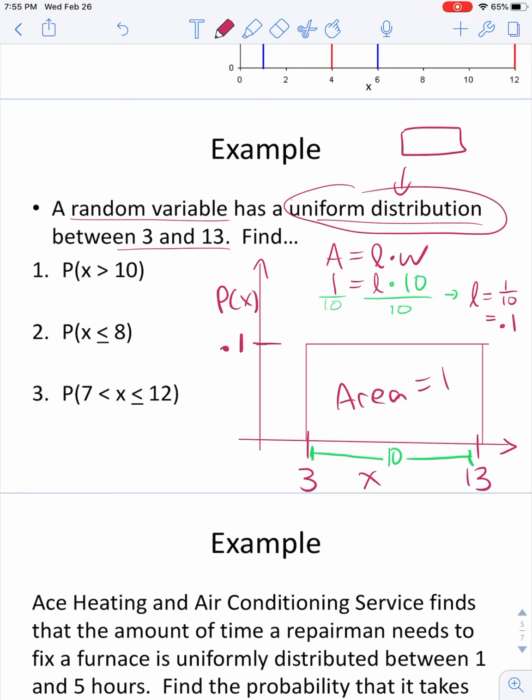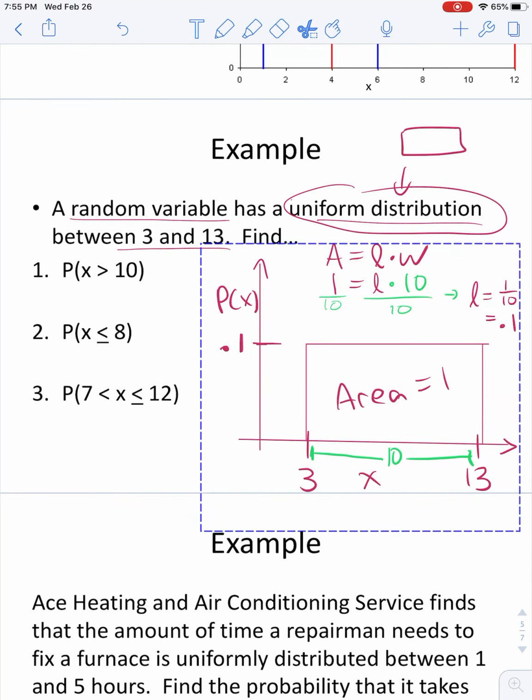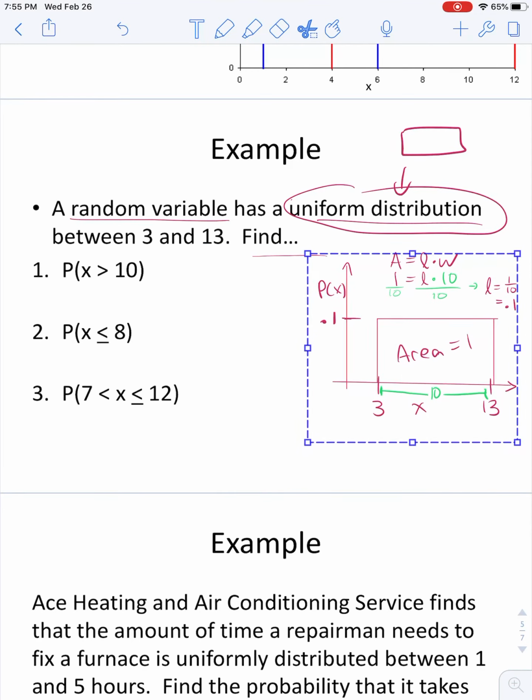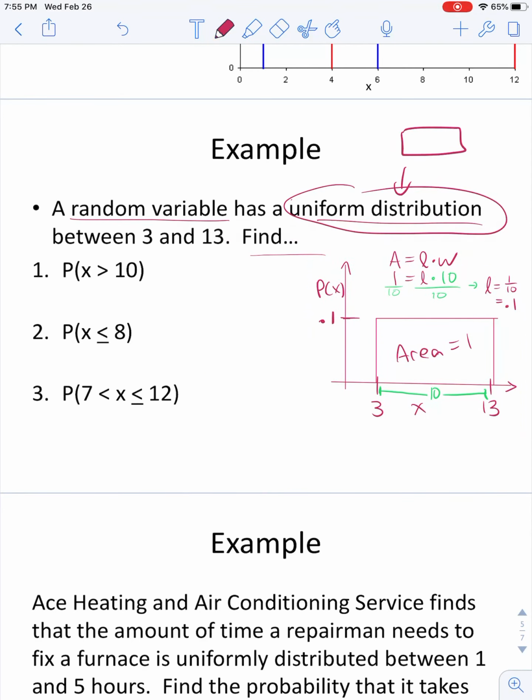Okay? And like I said, the area is 1. So now, when we're asked a question like what's the probability that x is greater than 10, and by the way, I'm going to make this a lot smaller so I have some room to draw some of the other pictures. What we're looking at is from 10. I'm actually going to use this picture here. We're going to get rid of this label that says area equals 1. They want x greater than 10, so wherever 10 is, we're going to draw that.